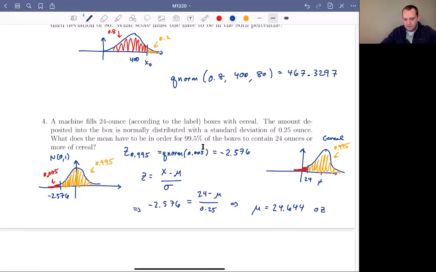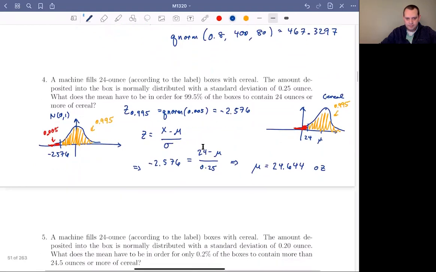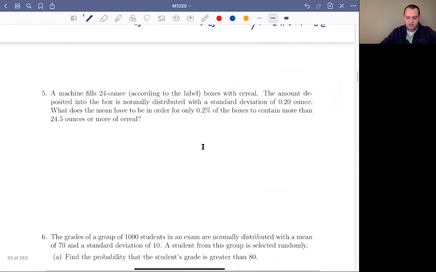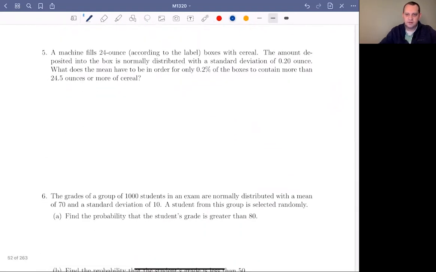Number 5, same idea. You have a machine that fills 24-ounce boxes of cereal. Again, it's not exactly 24 ounces. It's normally distributed.